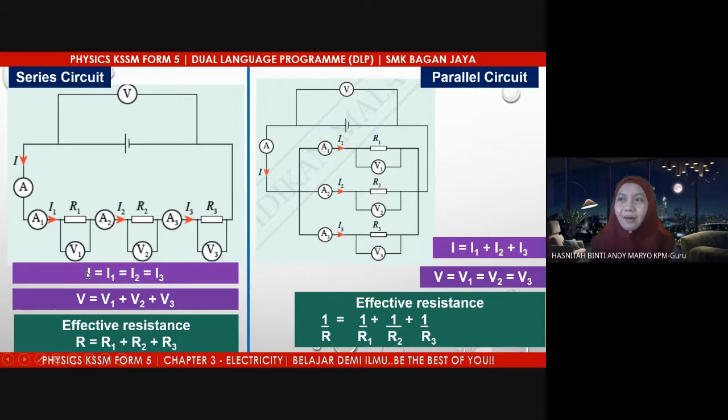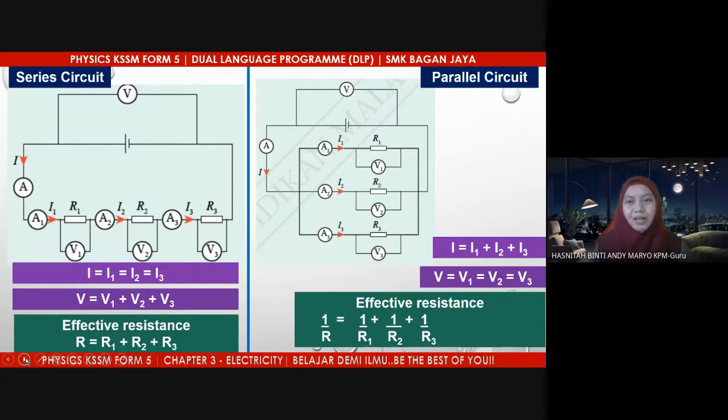Okay, how to find current, how to find potential difference and effective resistance in series, and this is how to find current, voltage and effective resistance for parallel circuit. So you can fill up first the table in page 3 showing series and parallel circuit and their current, potential difference and effective resistance as well. Okay, are you done with this, students?